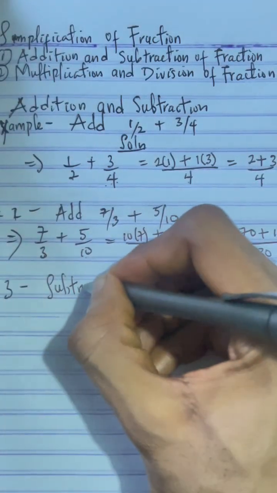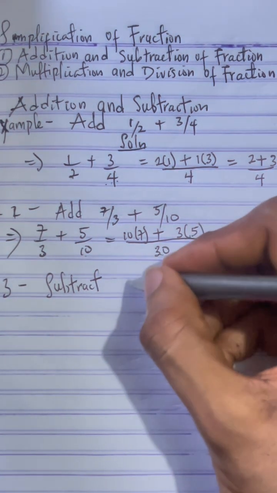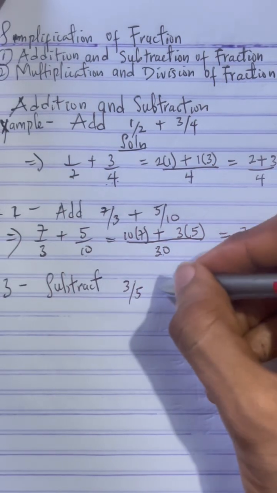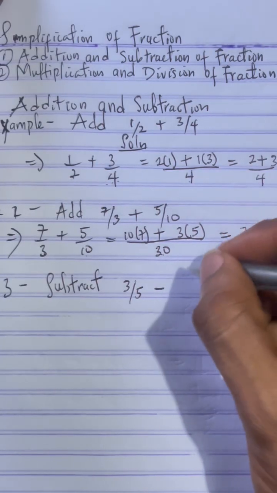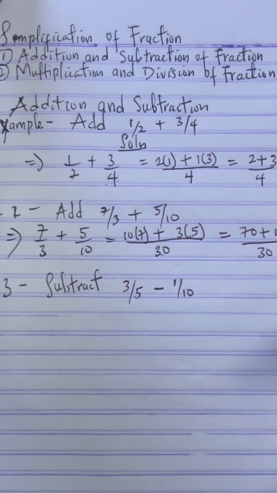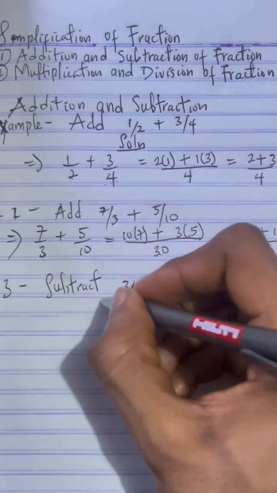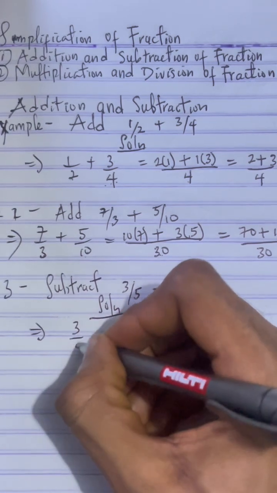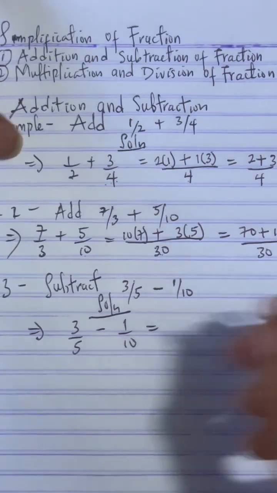Example 3, that will be on subtraction. Let's subtract 3 over 5 minus 1 over 10. So what do we do? Solution: we have to do 3 over 5 minus 1 over 10, right? Are you with me? So now what's the LCM?